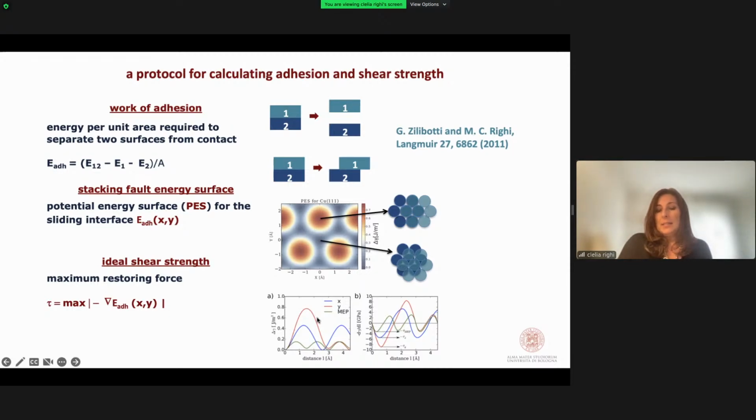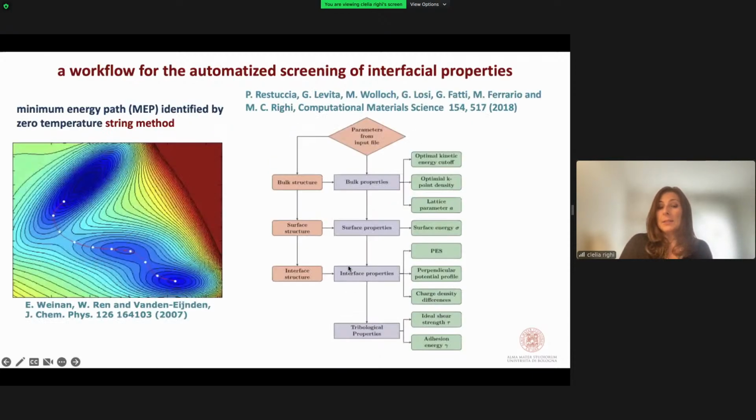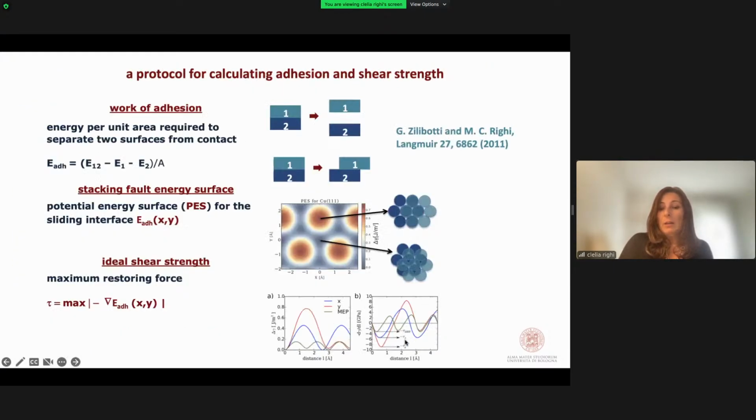Indeed, by selecting a potential profile along a specific direction and deriving it, it's possible to monitor the forces that are present during the sliding motion. And we consider the most negative force divided by the area as the ideal shear strength, so the maximum shear strength that the interface can resist before starting to slide.